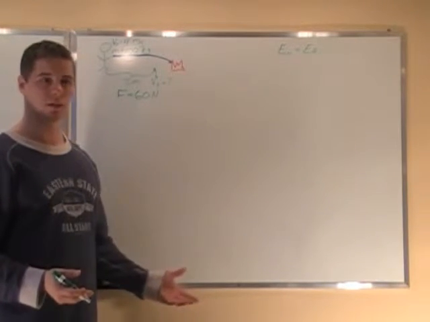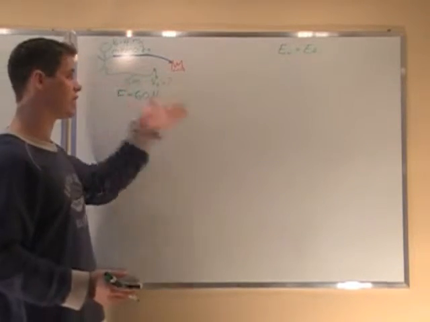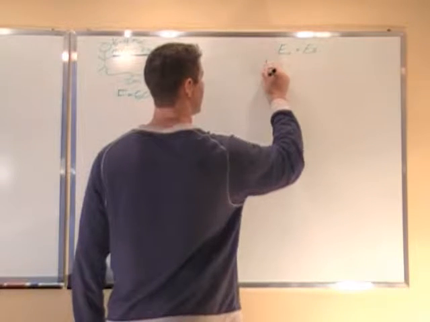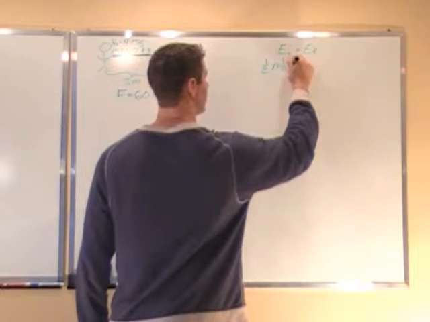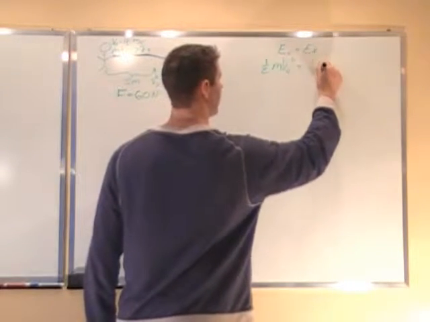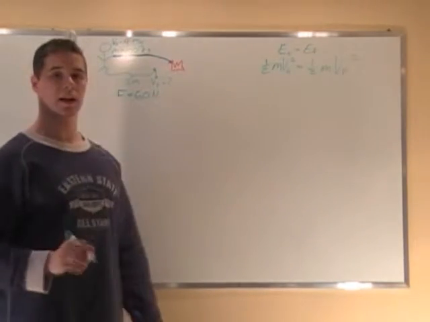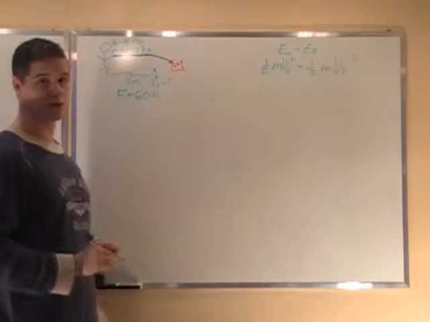The height is 0. We define it as 0. He doesn't change height at all. All he changes is velocity. So 1/2 mv naught squared equals 1/2 mv final squared. But we have work done in this case. There's work done by the fire extinguisher.